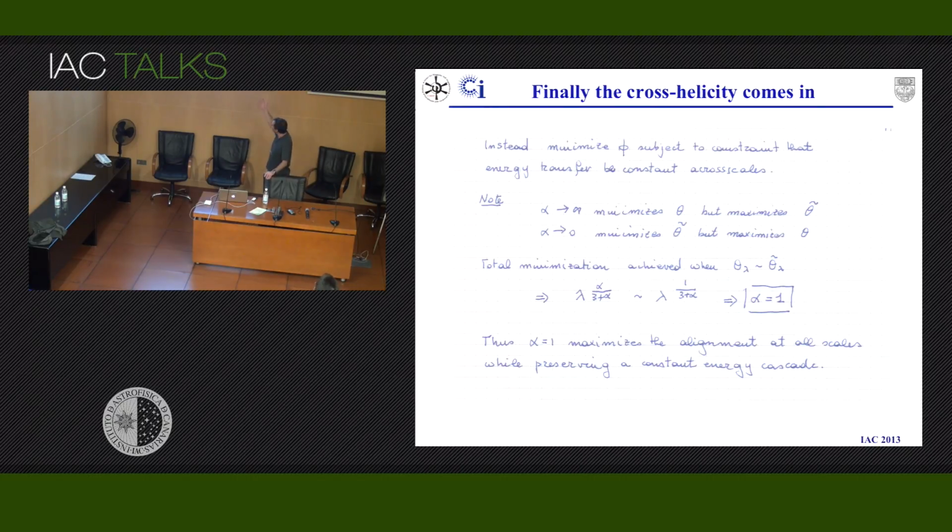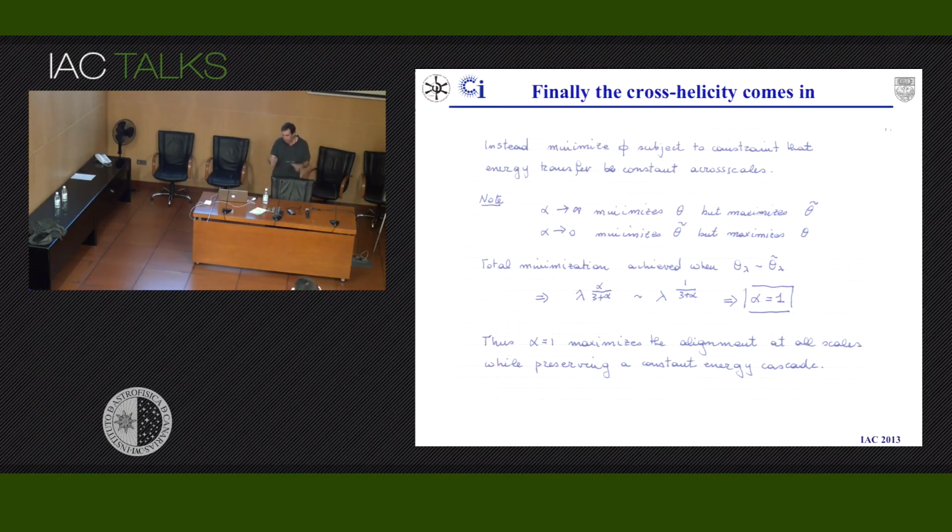Okay, so let me just conclude. Basically, this theory makes two predictions. Well, it makes all sorts of predictions. But the most important prediction is that it tells you what the spectrum is. It's 3/2. We already knew that the spectrum was 3/2. That's why we invented this crazy theory in the first place.